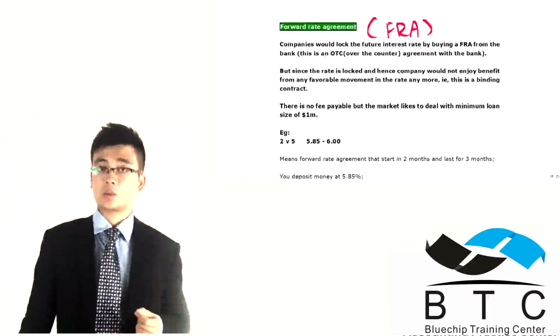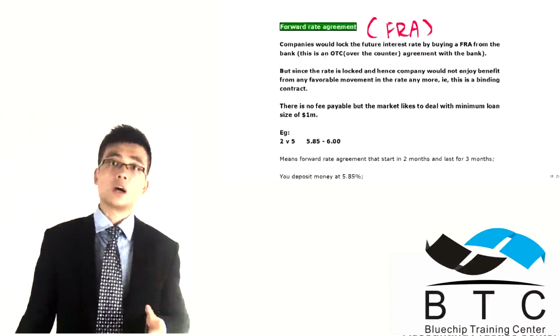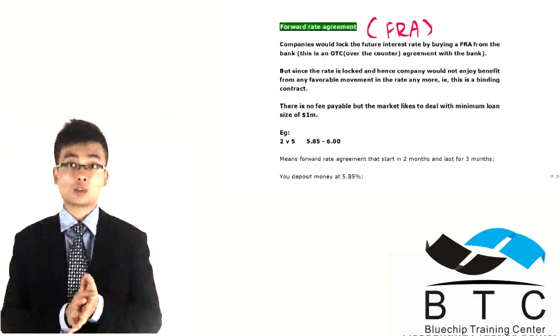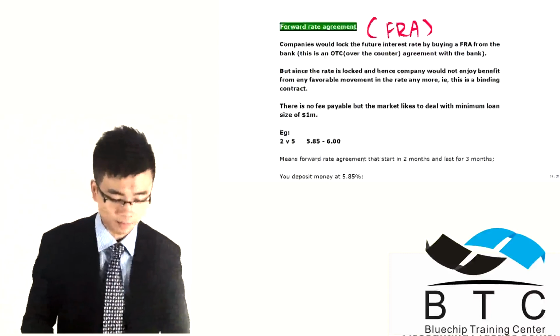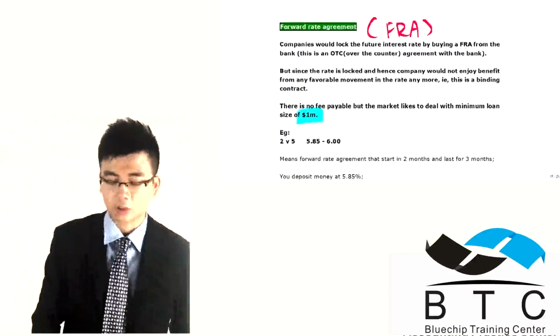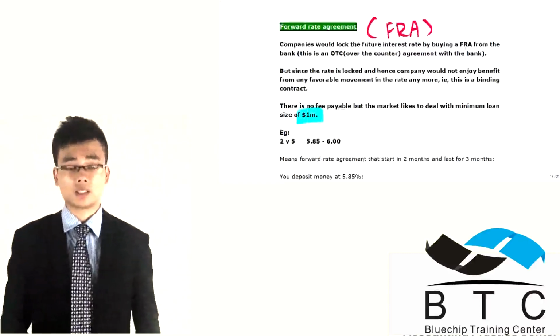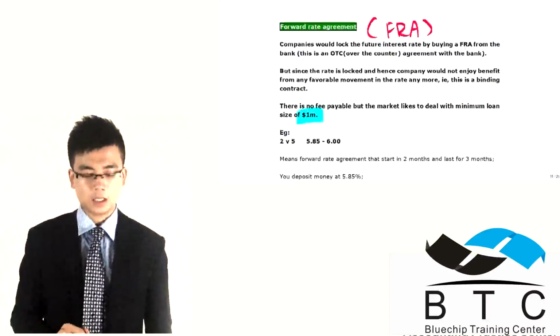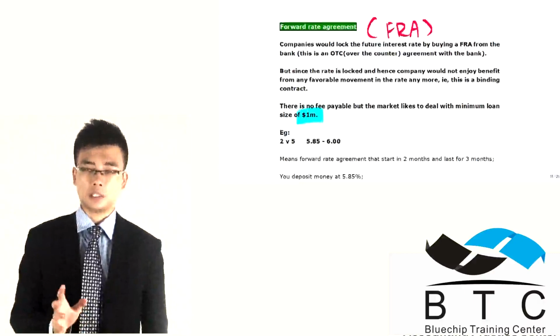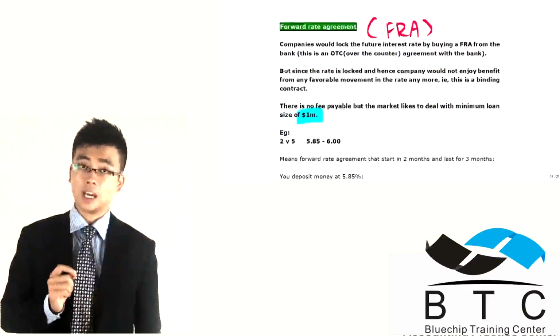With a forward rate agreement, if the amount you're going to borrow or deposit is less than $1 million, don't think about it. The bank is not interested in that. So the FRA will be used for the large amounts of money you're going to hedge against.